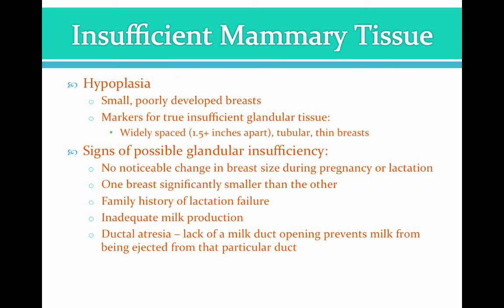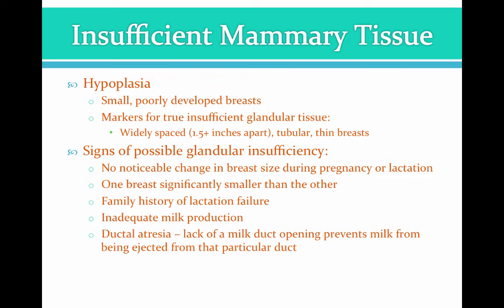Here we're explaining hypoplasia, which is small, poorly developed breasts. This is not saying that these are just small breasts. These are small and poorly developed breasts, meaning that they were not developed the right way with the ducts and the buds that are there for future development before puberty.